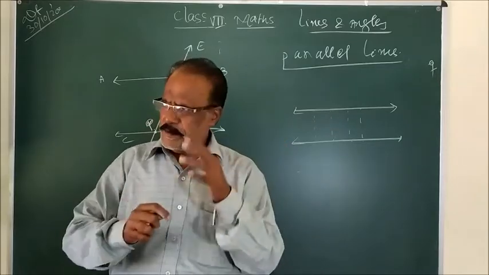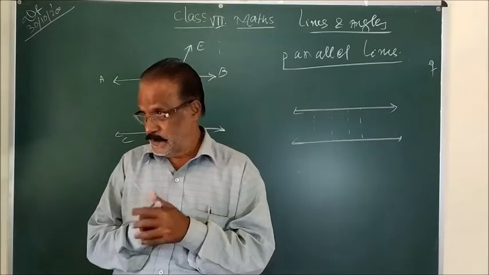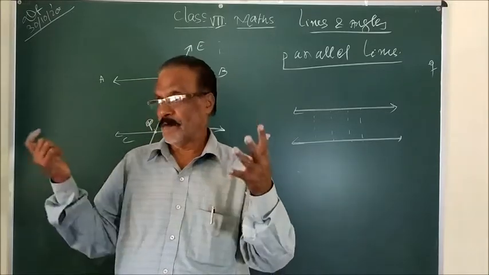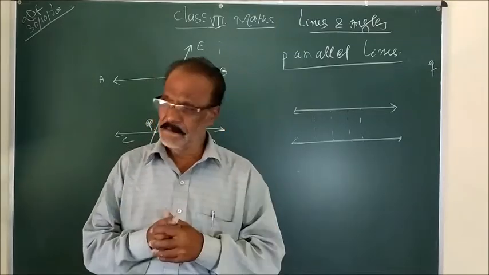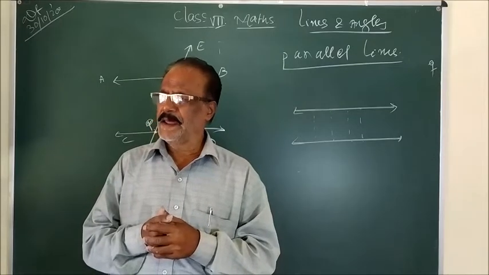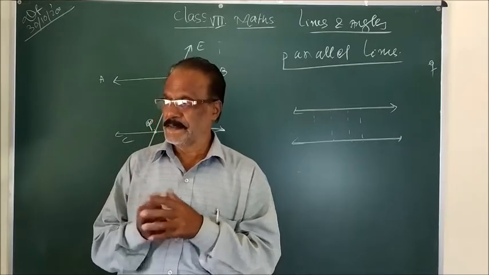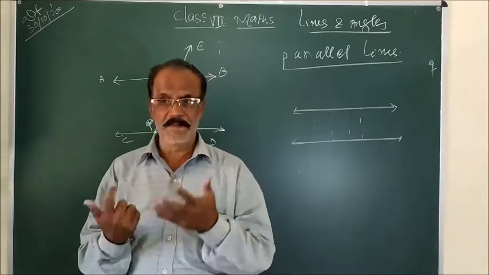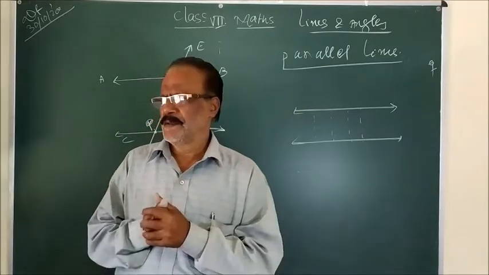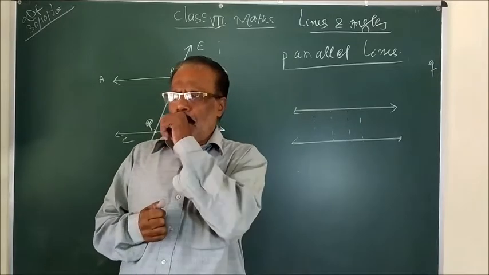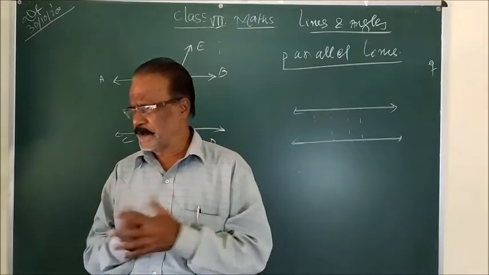So this is the complete definition: those lines, two or more than two, maybe 3 or 4 or 5, which lie in the same plane and never intersect, and the distance between them is equal. Never intersect already means that they will not meet, they will not cut, they will not join. So if you don't say distance, this is understood.